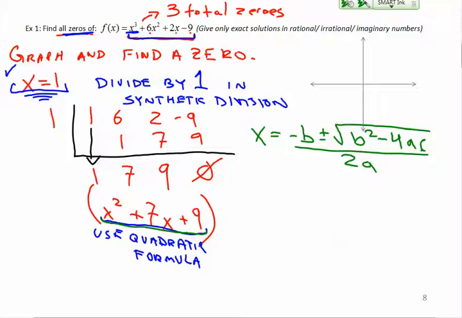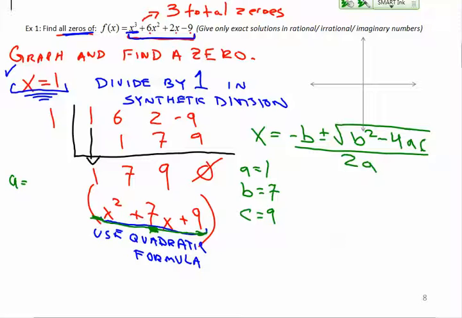my a is whatever is the coefficient on the x squared term. So my a in this case is going to be a positive 1. Let me write it over here. A equals positive 1. That would be right here. My b is going to be a positive 7 because that's out in front of the x. And my c is going to be 9 because that's my constant. See how I got those, guys?